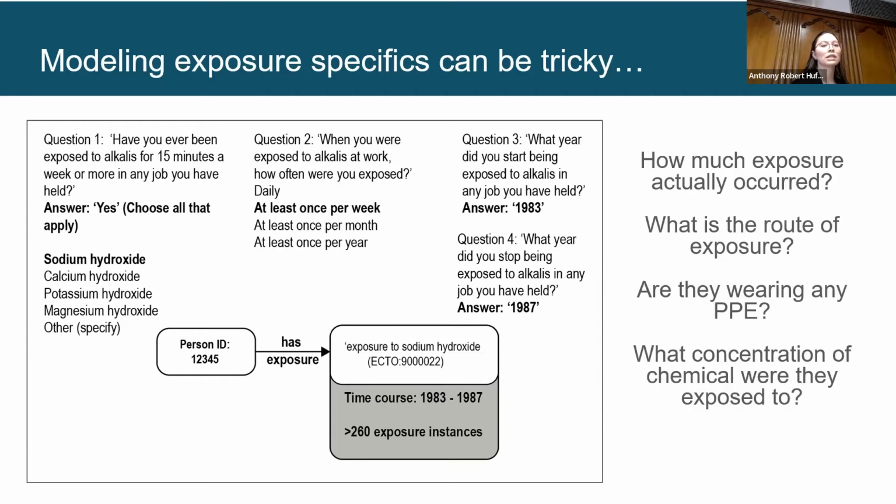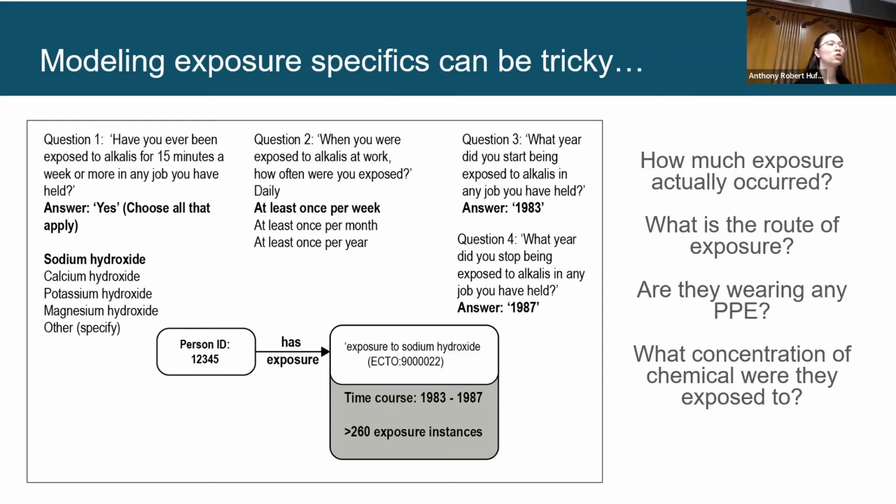So we have a second question that says, when you're exposed to alkalis at work, how often were you exposed? And this person can say, select whatever answer applies. And in this case, it's at least once per week. Third and fourth question here are asking what year did you start and what year did you stop being exposed to those alkalis in any job that you've held? And this person said 1983 to 1987.